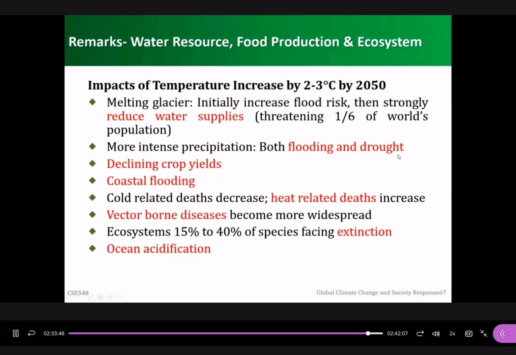There will be more intense precipitation, both flooding and drought for different areas. There will be declining crop yields, coastal flooding, cold-related deaths will decrease, and heat-related deaths will increase in the future. There will be more infectious diseases, so the infectious diseases will occupy more areas. Ecosystems of 15 to 40% are facing extinction, and ocean acidification. This is the temperature increase of 2 to 3 degrees Celsius.